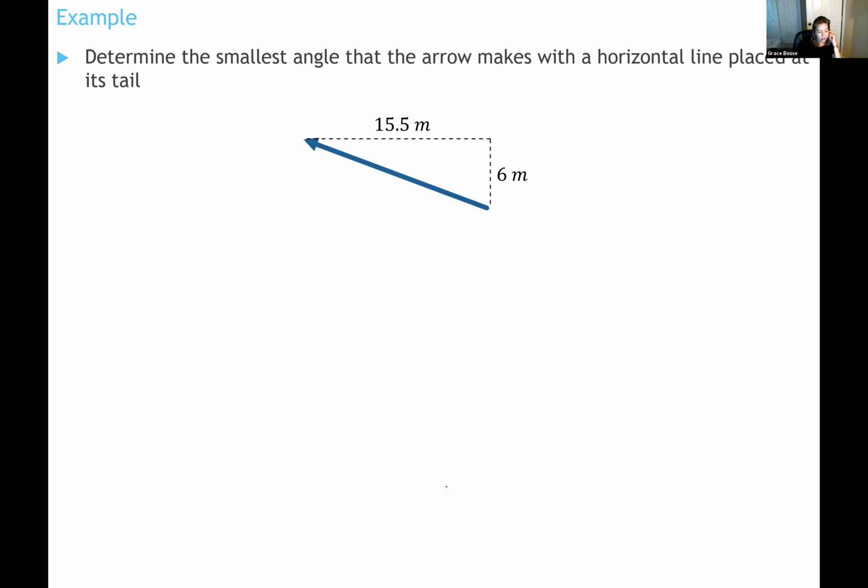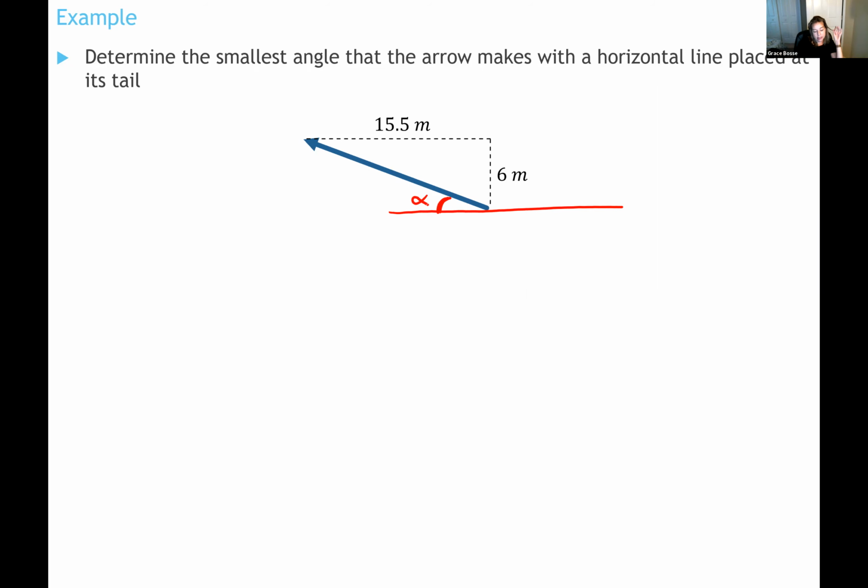The problem says, determine the smallest angle that this arrow makes with a horizontal line placed at its tail. So let's draw a horizontal line. The smallest angle. So this is the angle right here. This is what I'm looking for. I'm going to call this angle alpha. That's what I'm being asked to figure out.